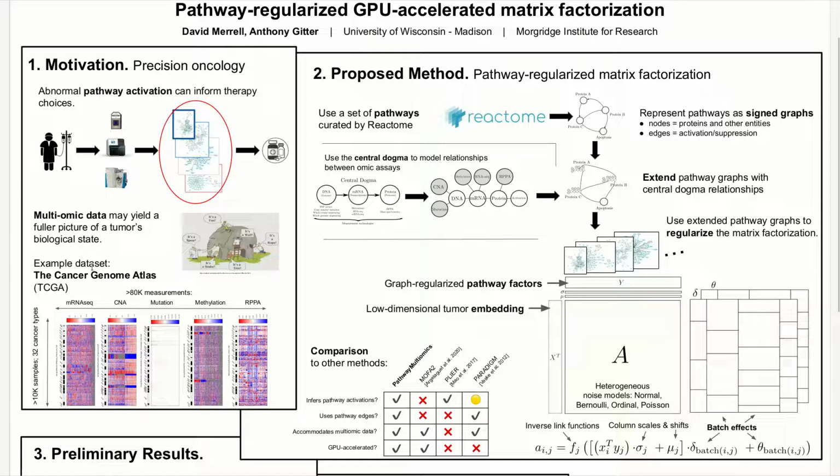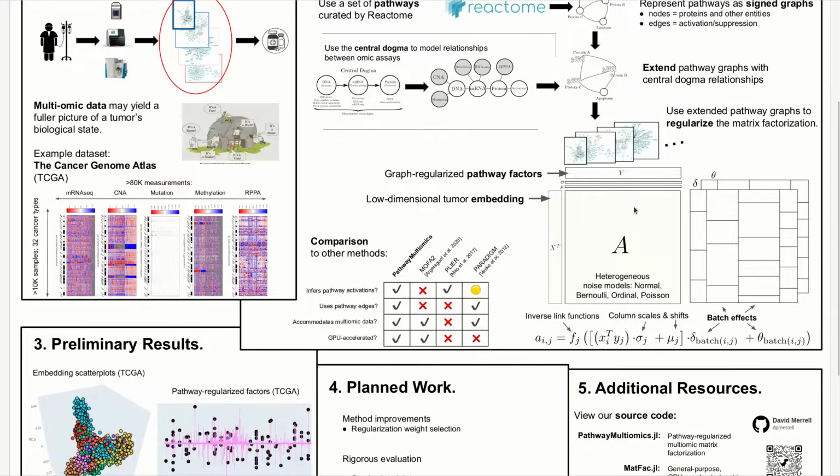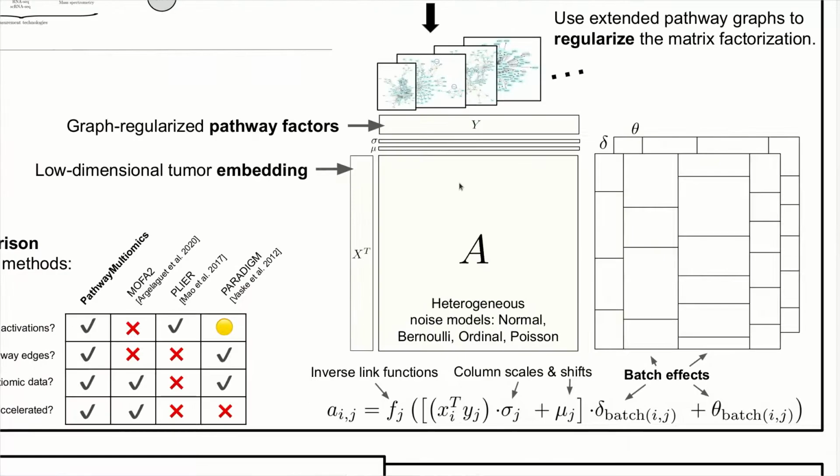One example of a multiomic dataset comes from the Cancer Genome Atlas, or TCGA for short. It contains several kinds of omic data collected from more than 10,000 tumor samples. We want to infer pathway abnormalities using data like this. In order to do that, we frame the problem as a matrix factorization. Here's how that works. We take all of our multiomic data and put it in a big array where each row is a tumor sample and each column is a specific measurement.